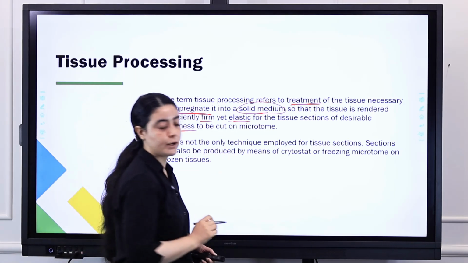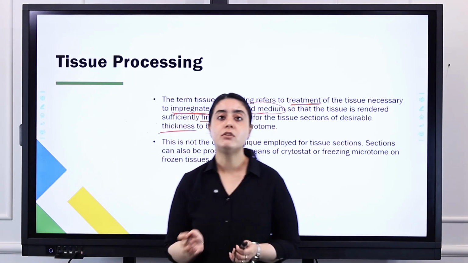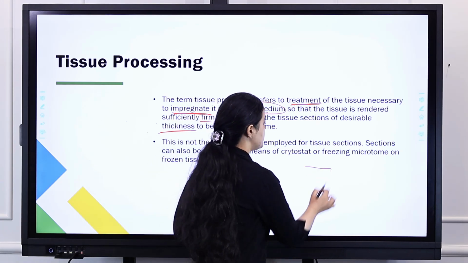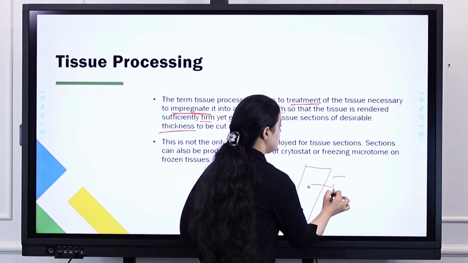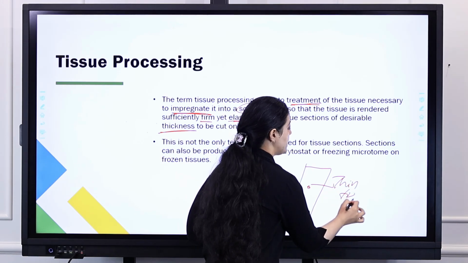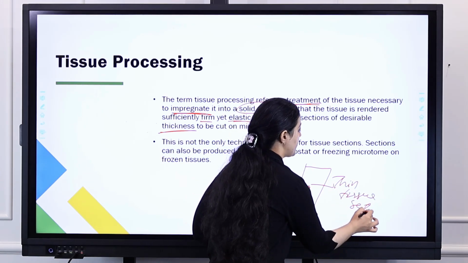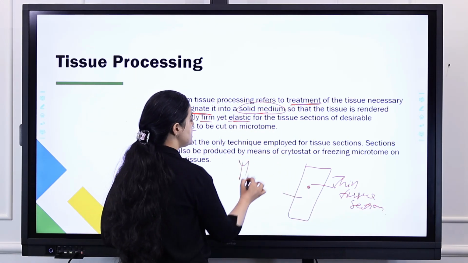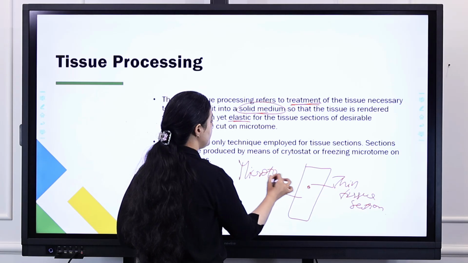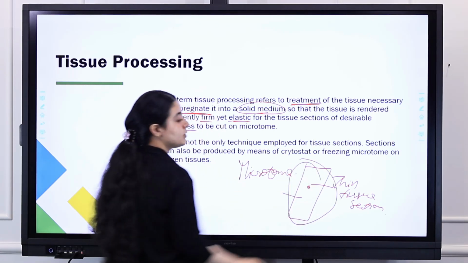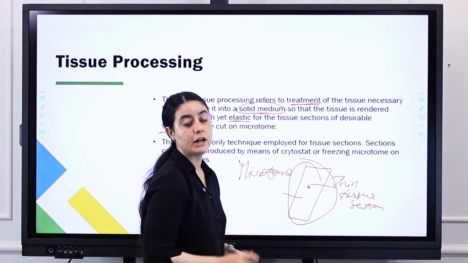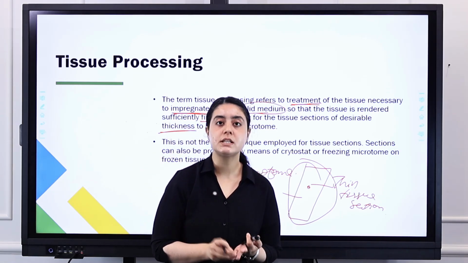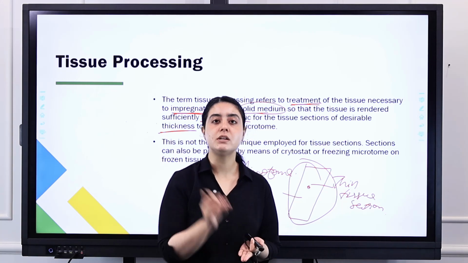cut on a microtome. So basically, before staining and for the staining purpose, finally we want thin tissue sections. And we have to cut these sections with the help of the machine known as a microtome, right? For this purpose, to cut our sections into thin slices, we first have to impregnate our tissue samples into a solid medium.